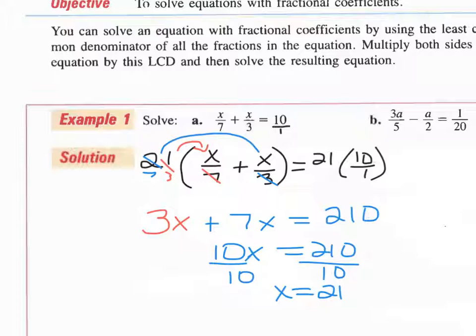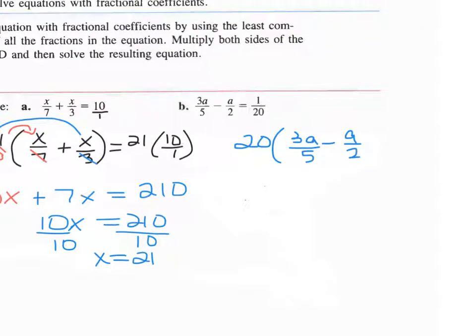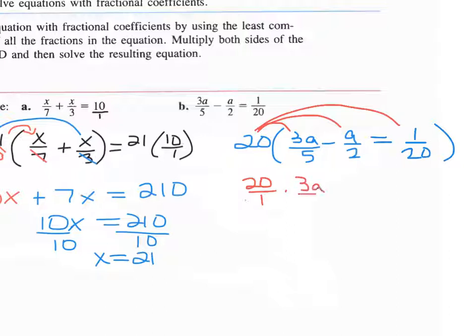For example, letter B. Again, I need to find a common denominator between 5, 2, and 20. And that LCD is going to be 20. So I'm going to multiply this side by 20. Now, some places or some teachers will just write the whole thing in here, like this. Just remember that this 20 needs to distribute to all 3. So when I go ahead and do the first one, I'm basically doing 20 over 1 times 3a over 5.